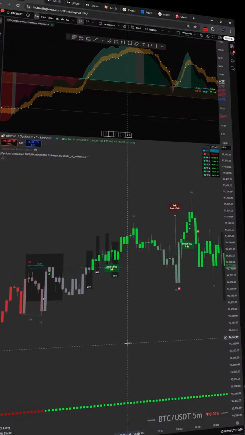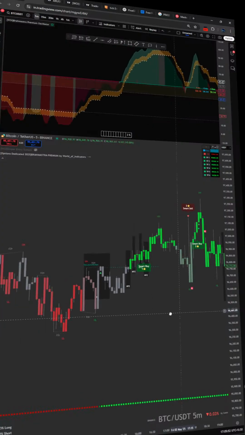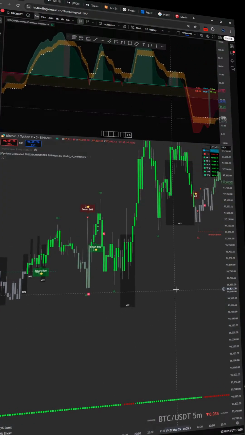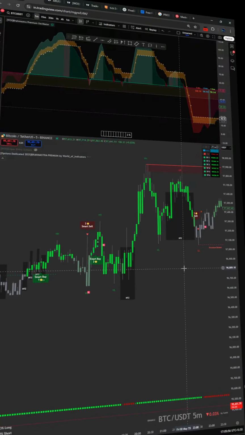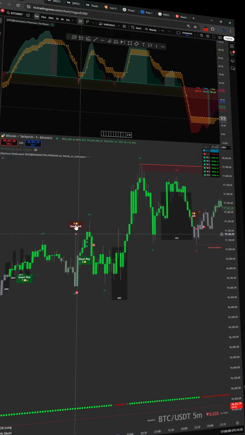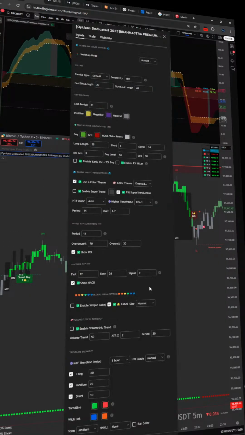To avoid false signals, you can use a trend filter. You can use an oscillator as well. See here, you can see two false signals, or one false signal. We can avoid it by using a trend filter.